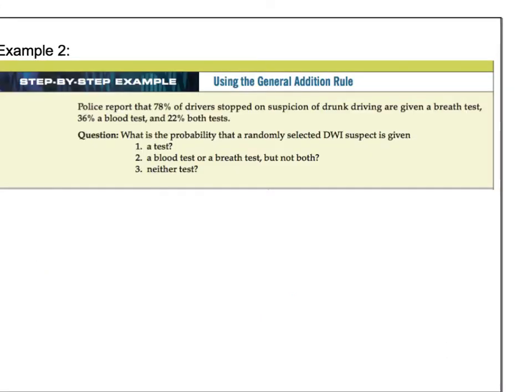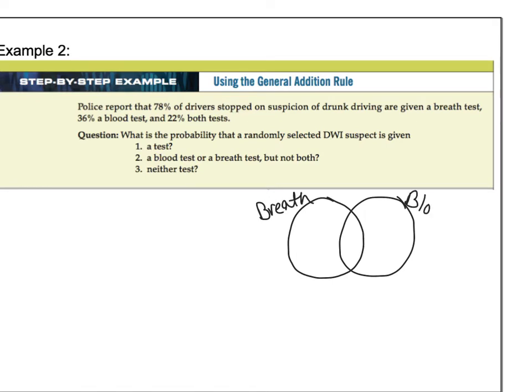Okay, another book example. Police report that 78% of drivers stopped on suspicion of drunk driving are given a breath test, 36% a blood test, and 22% both tests. So even before I go into answering any questions, I'm going to draw my diagram. So I'll put breath versus blood test over here. 22% do both. I always start in my middle, 0.22.